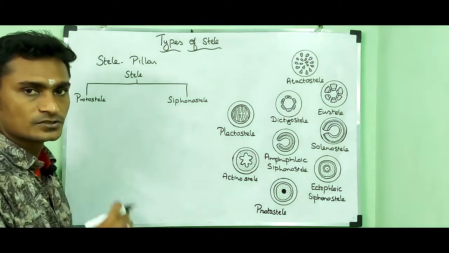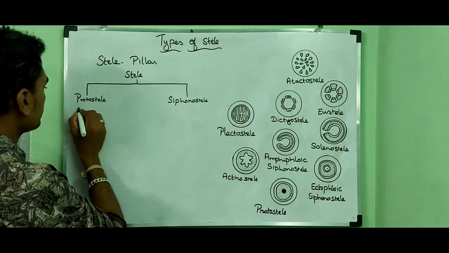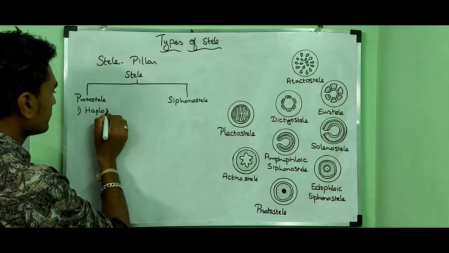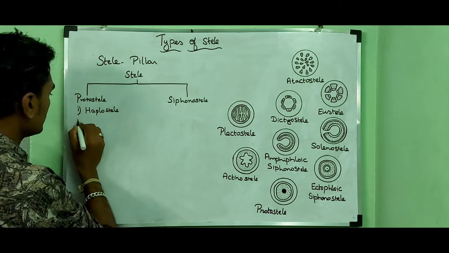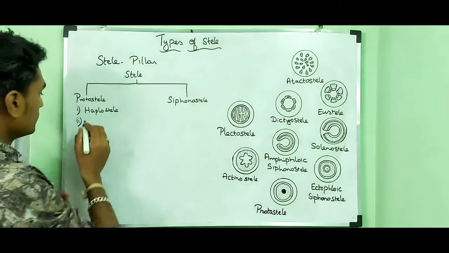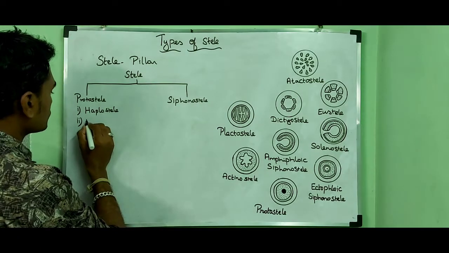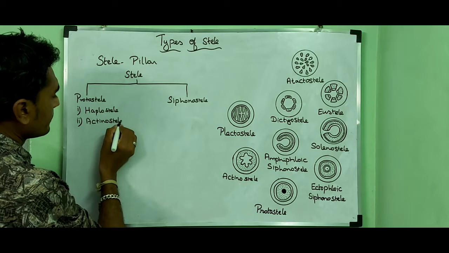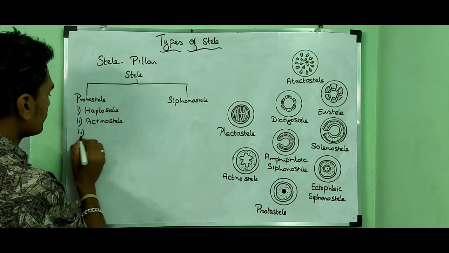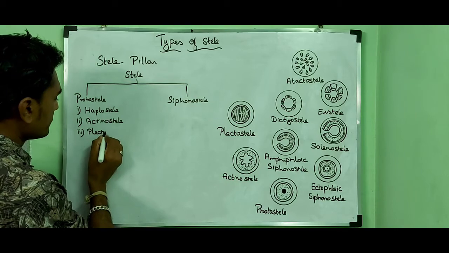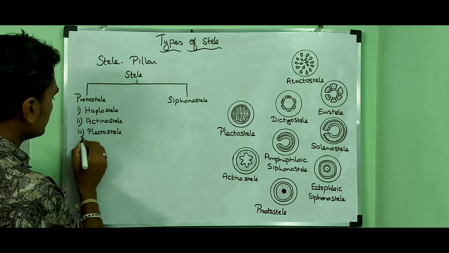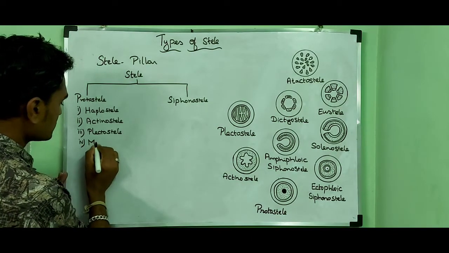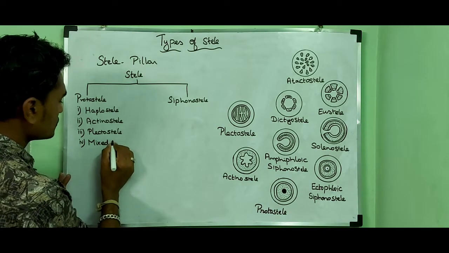Protosteel includes haplosteel, then actinosteel, the third type is plectosteel, and the fourth type is mixed protosteel.